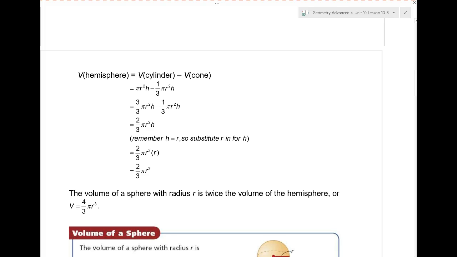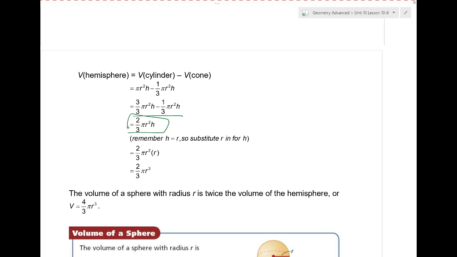So how did I get the volume of, notice a hemisphere is what I started with, not a full sphere. So I have a hemisphere, it's the volume of the cylinder minus the volume of the cone. And look at this, good old algebra skills, getting a common denominator. Oh, look. We also then use the idea we have 2/3 pi r squared times the height.